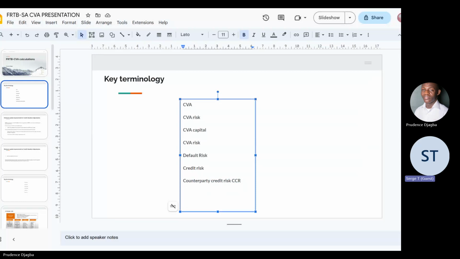So your CVA is just, for each path, you try to estimate, given your exposure and the probability of default, what will be your loss? So the CVA is really a loss if the counterparty defaults. So the CVA is an average loss.